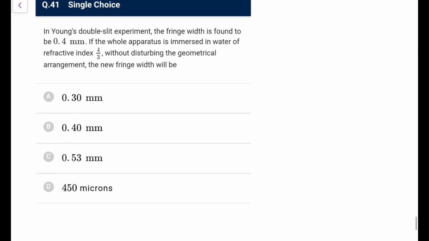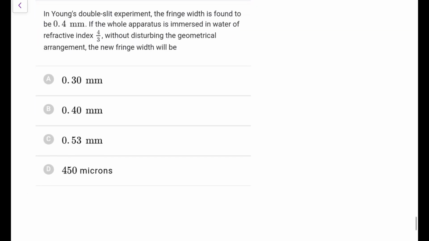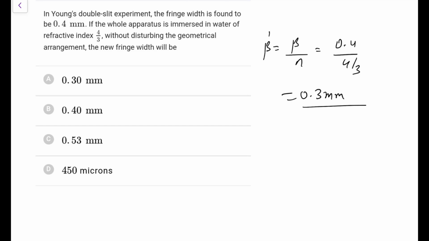In a YDSE, the fringe width is found to be 0.4. If the whole apparatus is immersed in water of refractive index 4/3, the new fringe width would be, because lambda becomes lambda by n, it will become beta by n. So beta is 0.4 upon 4/3, so it becomes 0.3 mm. That's an easy one. Many times they are asking such questions.